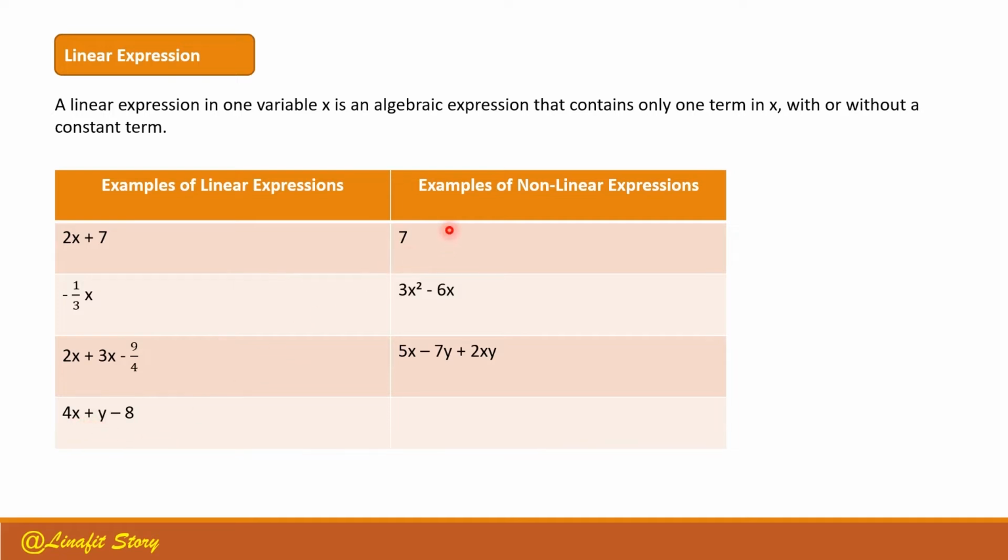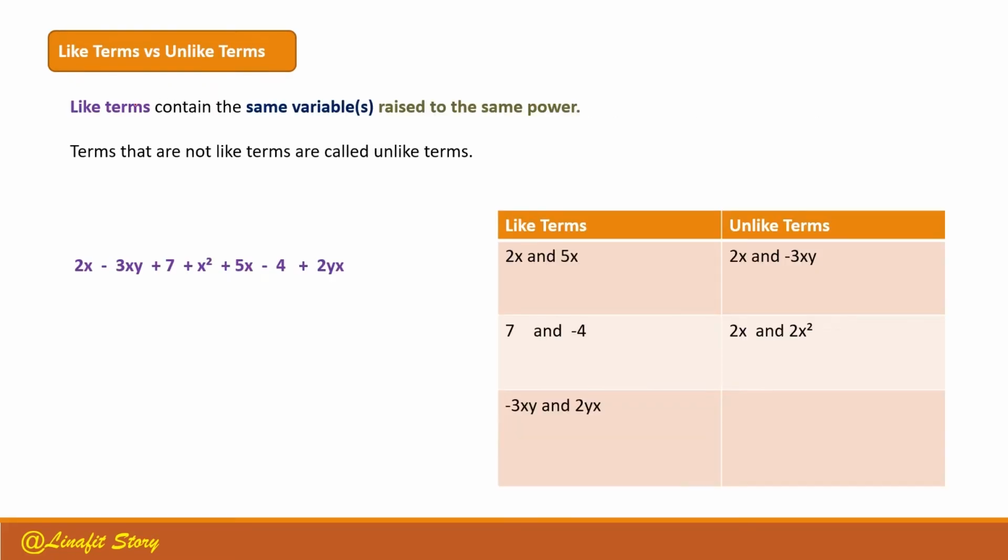Here are examples of non-linear expressions. 7 is a constant. 3x squared minus 6x contains a term in x squared. 5x minus 7y plus 2xy contains a term in xy. Like terms contain the same variables raised to the same power. Terms that are not like terms are called unlike terms.